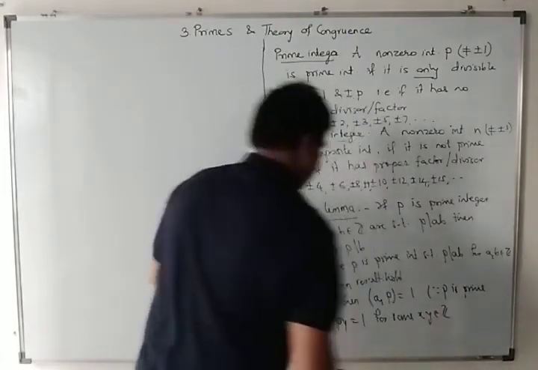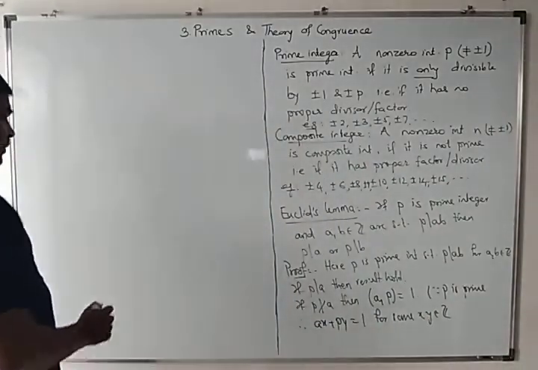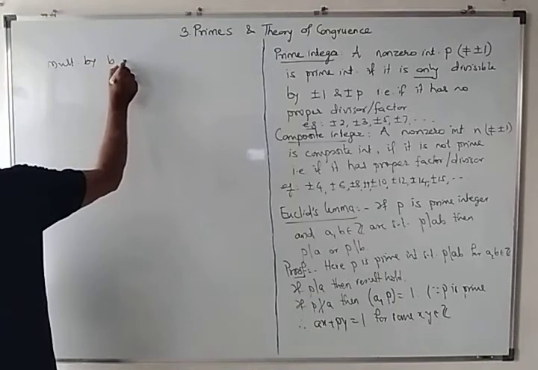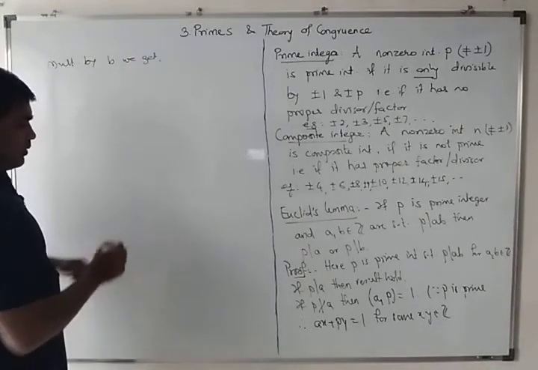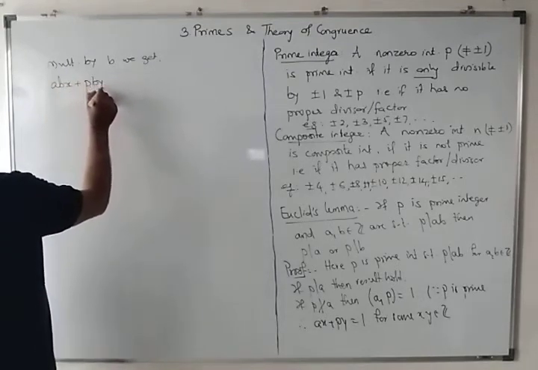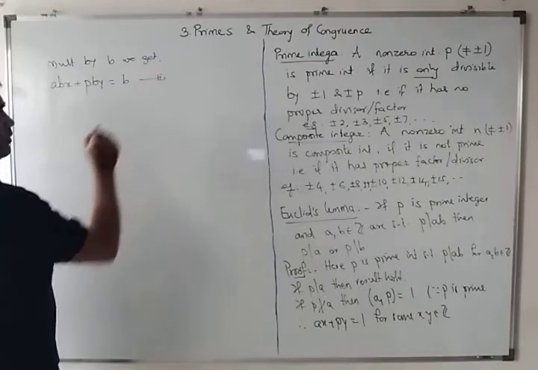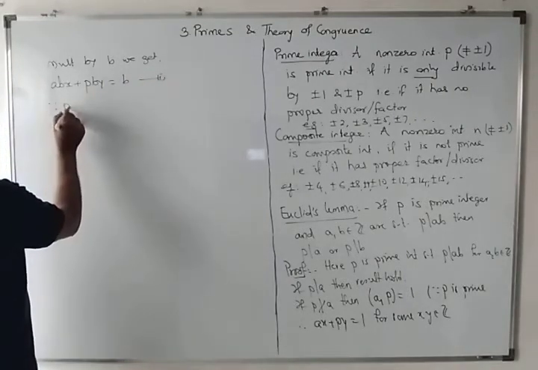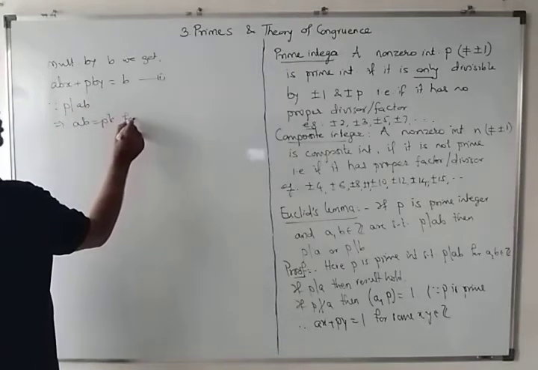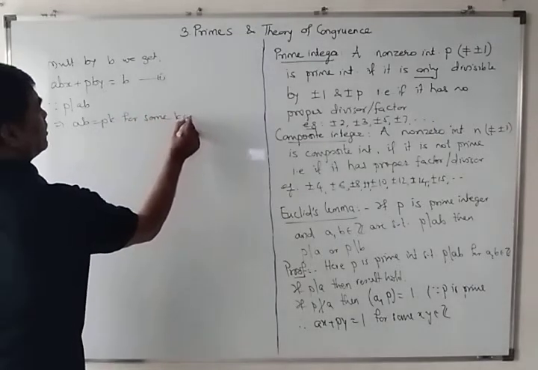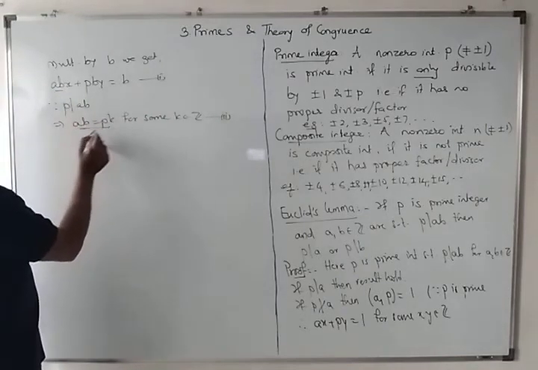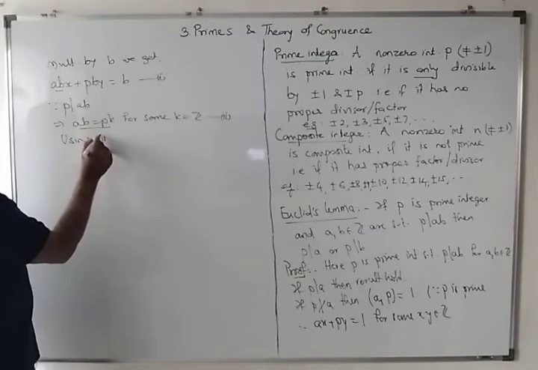Now multiplying by b, we get abx plus pby is equal to b. Call this 1. Now since p divides ab, this implies ab is equal to pk for some k belonging to Z. Call this 2. Using 2 in 1, I will put the value of ab.